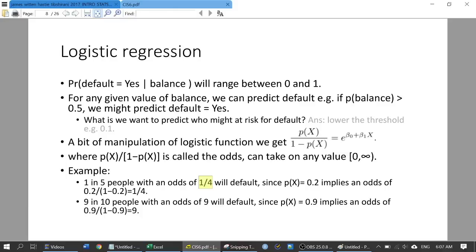So how do we get the odds? If p(x) is 0.2, we plug p(x) into this formula: 0.2 over 1 minus 0.2 is 1 over 4, or 0.25. Another example is that if p(x) is equal to 0.9, which means that 90% of the population will be 9 times more likely to be a defaulter, they will have an odds of 9 to become a defaulter. So p(x) equal to 0.9 gives 0.9 over 1 minus 0.9, which is 9.